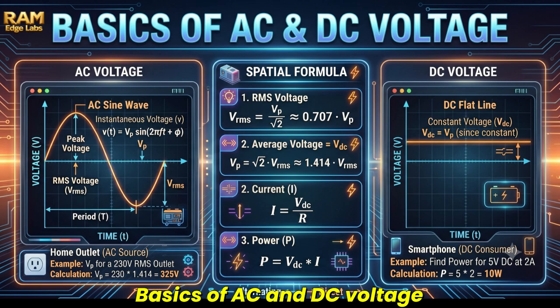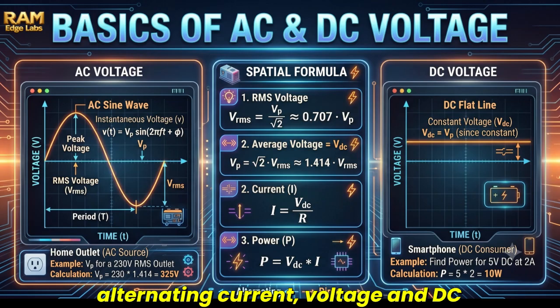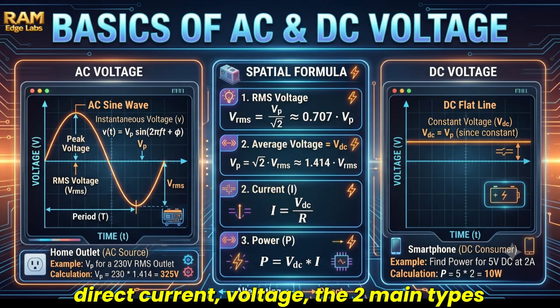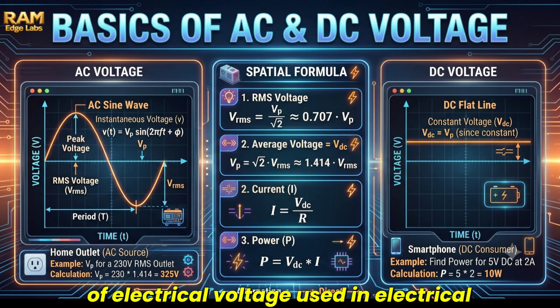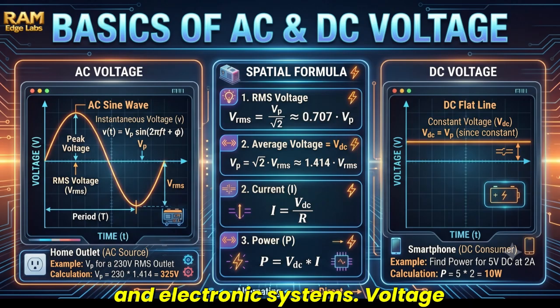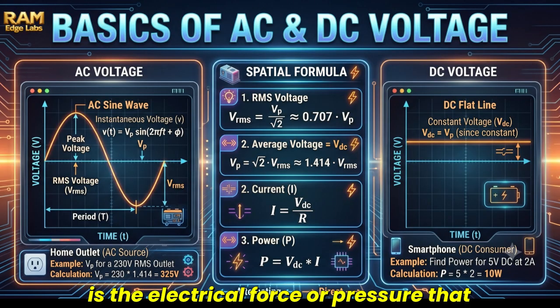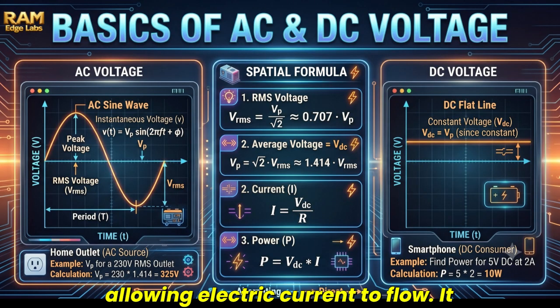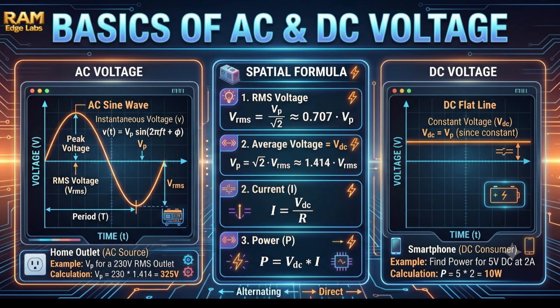Basics of AC and DC voltage, detailed description. The image explains the basics of AC (alternating current) voltage and DC (direct current) voltage, the two main types of electrical voltage used in electrical and electronic systems. Voltage is the electrical force or pressure that pushes electrons through a conductor, allowing electric current to flow. It is measured in volts (V).